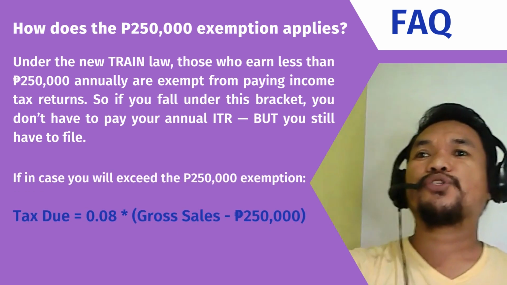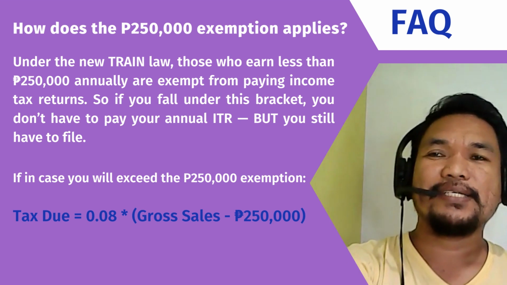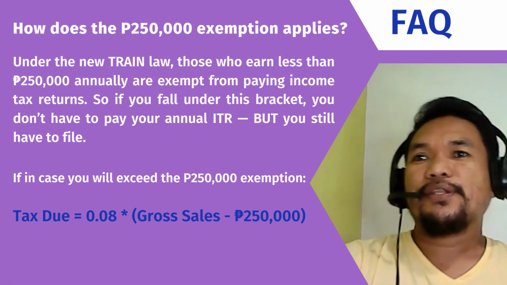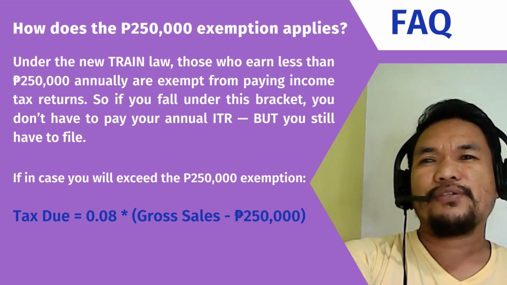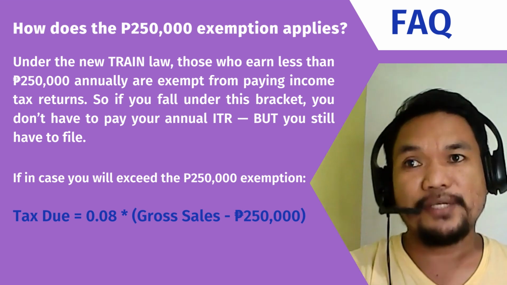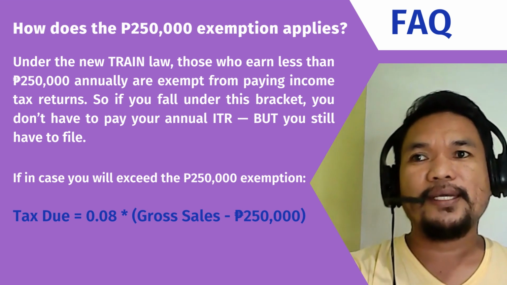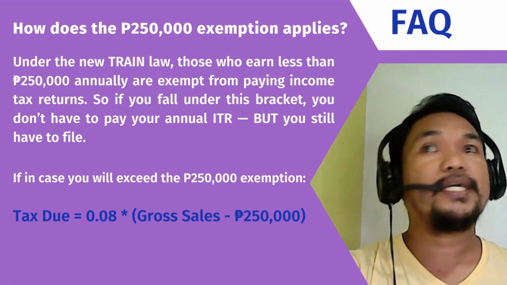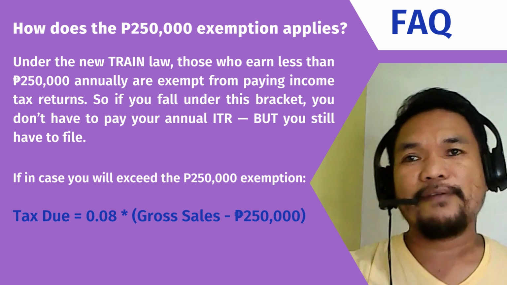Now, how does the 250,000 exemption apply? Alright, so this is our exemption when we file our tax. Under the new TRAIN law, those who earn less than 250,000 annually are exempt from paying income tax. Okay, so if you fall under this bracket, you don't have to pay your annual ITR, but you still have to file. Again, this is the common mistake of taxpayers.